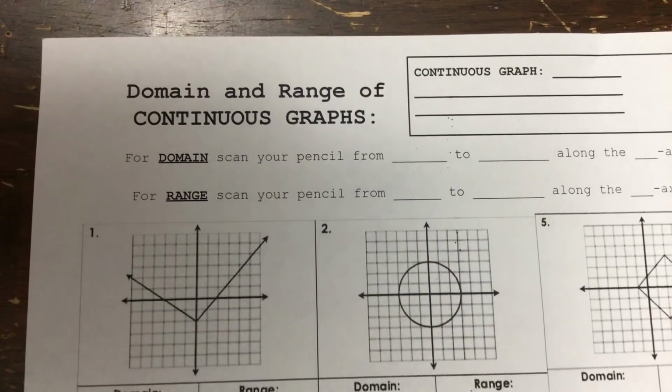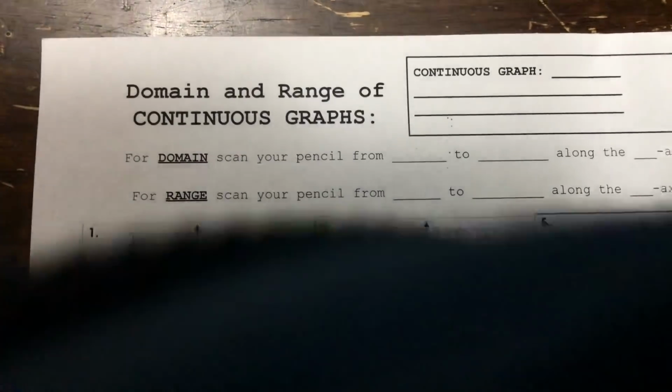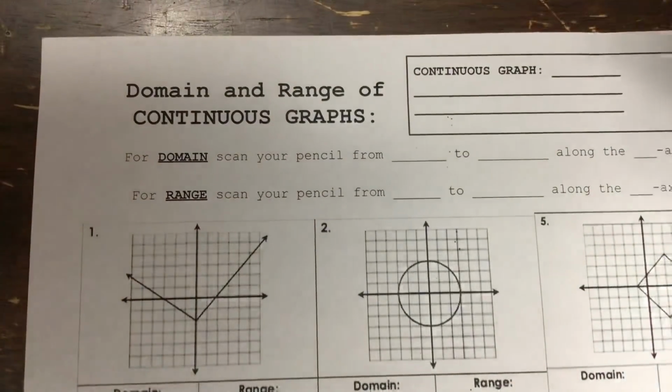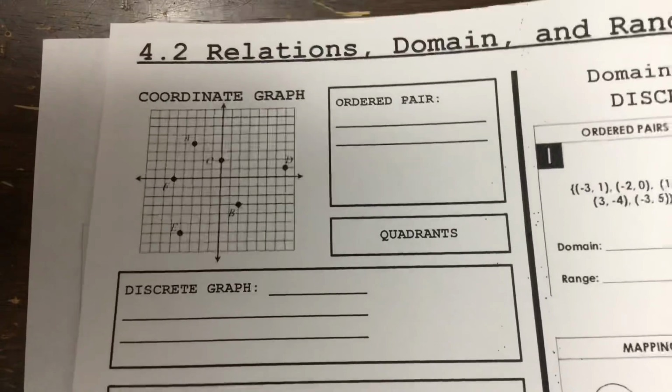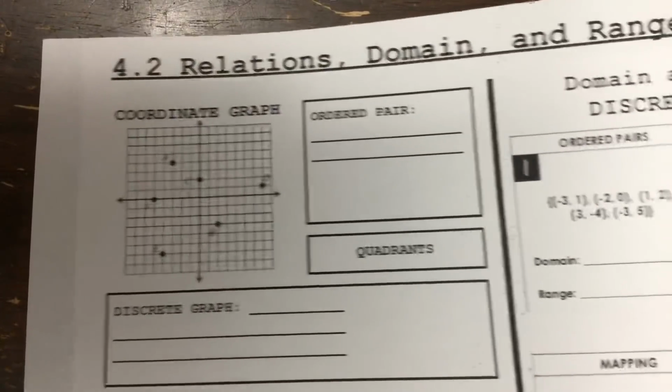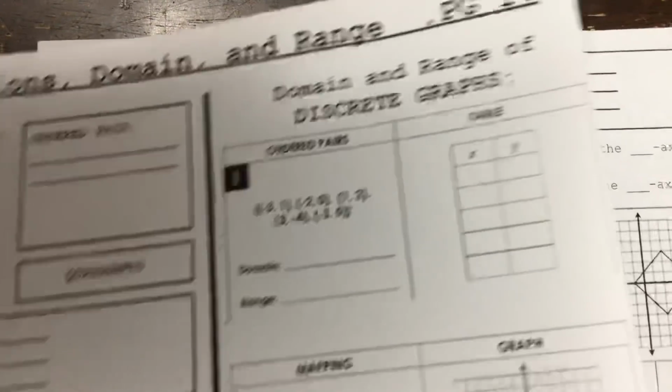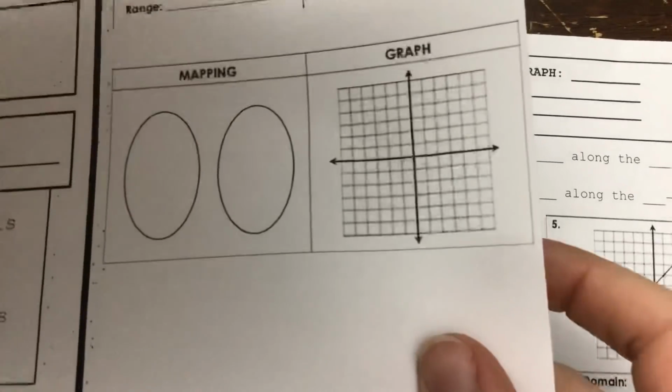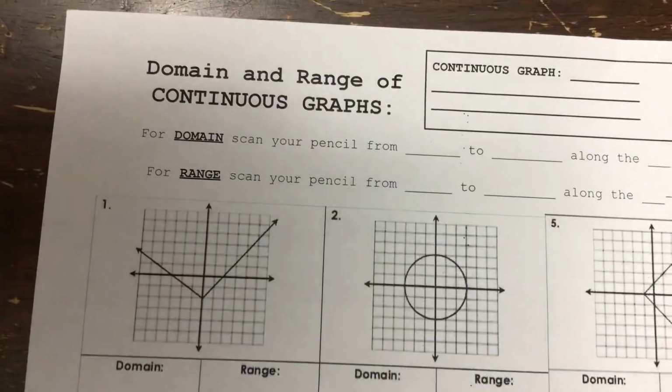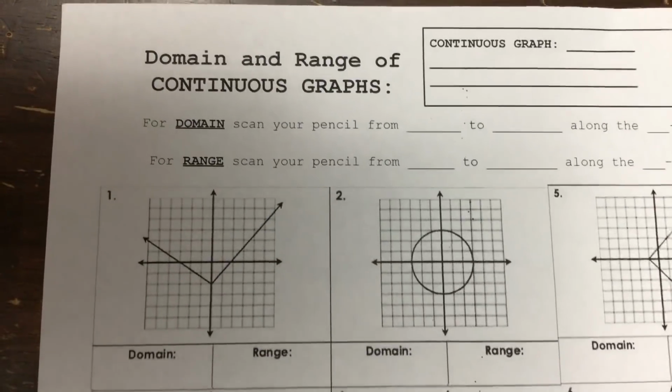Please make sure that you have your notes out from last week. If you need extras, you can find them in the classroom. We completed this portion of our notes, the 4.2 relations, domain and range, last week. This week we are now working with the second half of those notes.